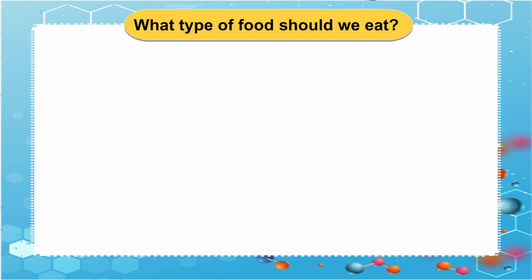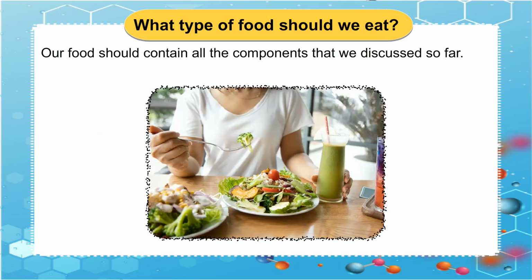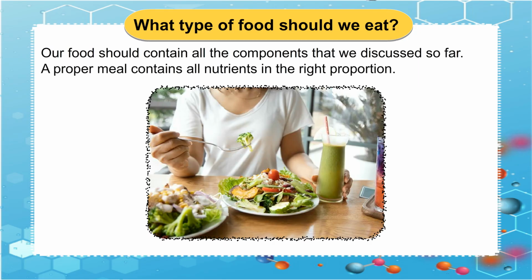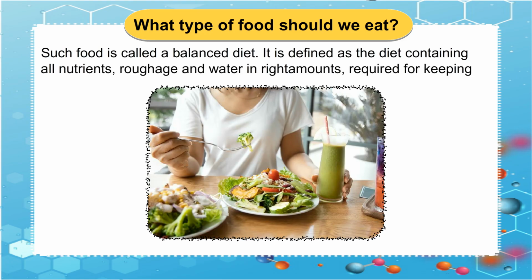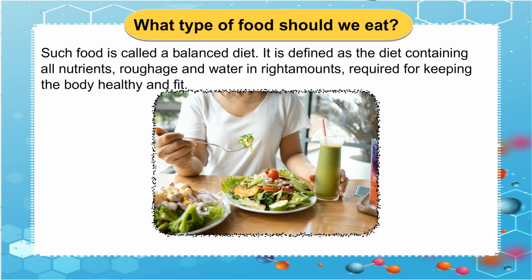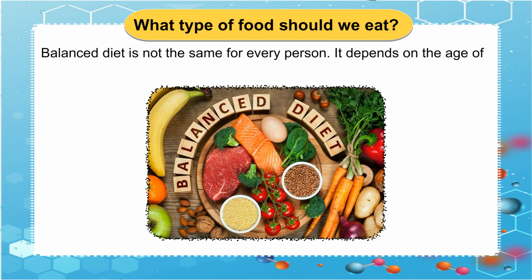What type of food should we eat? Our food should contain all the components that we discussed so far. A proper meal contains all nutrients in the right proportion. Such food is called a balanced diet. It is defined as a diet containing all nutrients, roughage and water in right amounts, required for keeping the body healthy and fit. Balanced diet is not the same for every person.